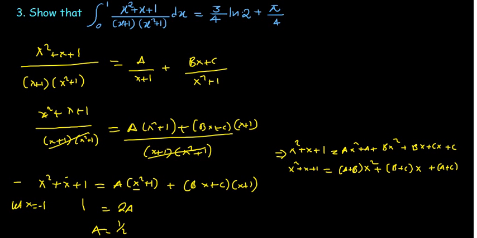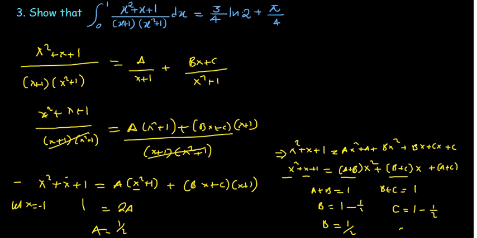We've already found that A is 1/2. So if we compare this with this, A + B should be equal to 1. That means B is going to be 1 minus A, and our A is 1/2, meaning B is also 1/2. And if we get this one here, B + C is going to be equal to the coefficient which is a 1, meaning C is going to be 1 minus B, which is also 1/2, meaning C is also 1/2. So everything is 1/2.